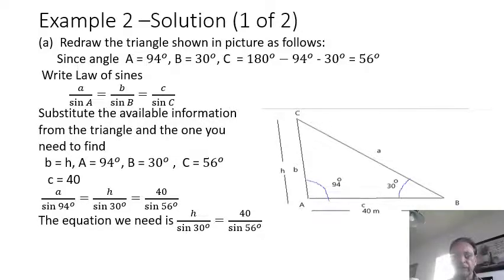Write the law of sines, substitute the available information from the triangle and the one you need to find. We need to find the height, so b is h. A is 94 degrees, B is 30 degrees, C is 56 degrees, and c is what? 40. So the law of sines becomes a over sine 94 degrees equal to h over sine 30 degrees and 40 over sine 56 degrees. The equation we need is h over sine 30 degrees equal to 40 over sine 56 degrees.